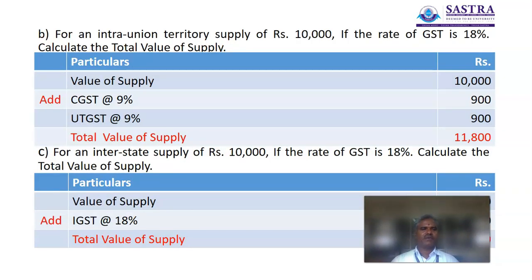Okay. For an intra-union territory supply, here you have to charge UTGST instead of SGST. In UTGST, in a union territory, you will do the business within the union territory, not go away to another state. Okay. So 900, 11,800. Then for interstate, you have to charge IGST only, not CGST and SGST. You know, we clearly discussed this in the previous, I think the earlier stage of this session.